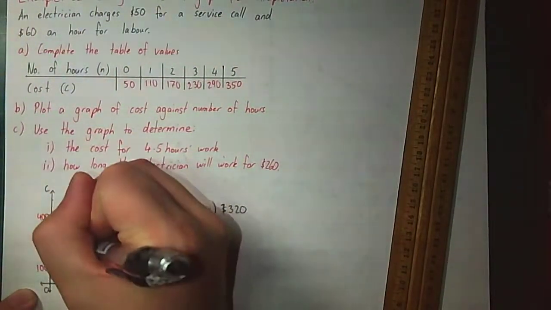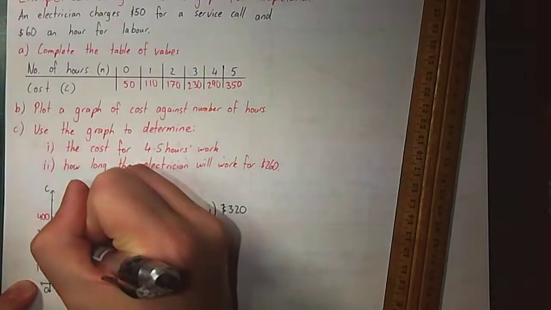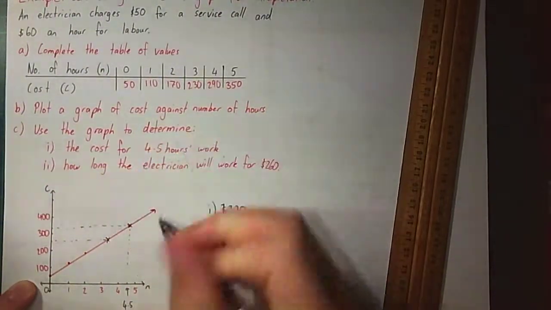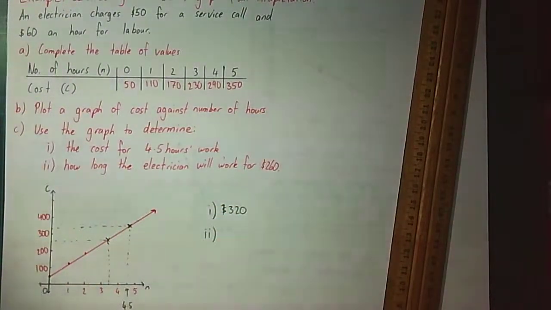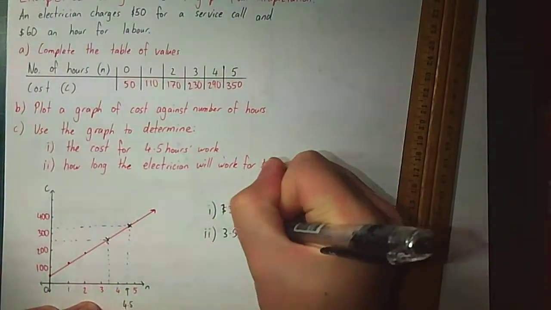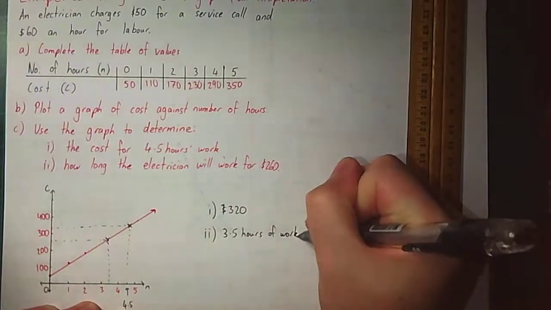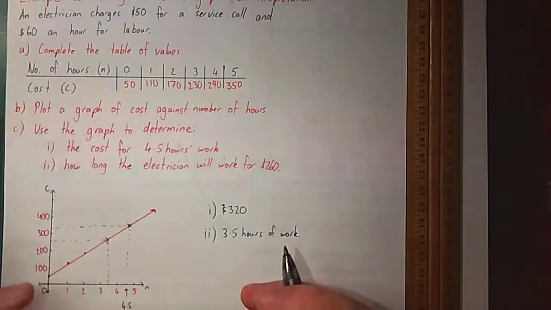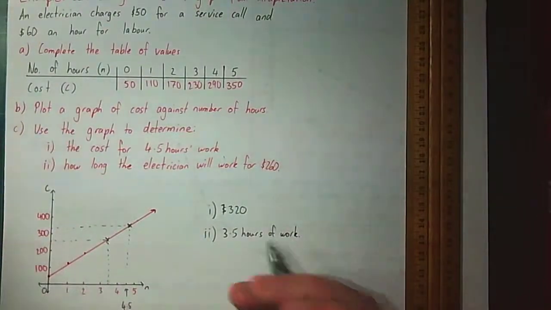And for part 2, how long the electrician will work for $260, we'll find 260. It's going to be just above, we're halfway between 200 and 300. Go to the red line and we'll go down. So looks to me about 3.5 hours. Okay, so 3.5 hours of work. So hopefully that gives you a good idea of how you can answer different types of questions about graphing straight lines and interpreting tables of values and things like that.